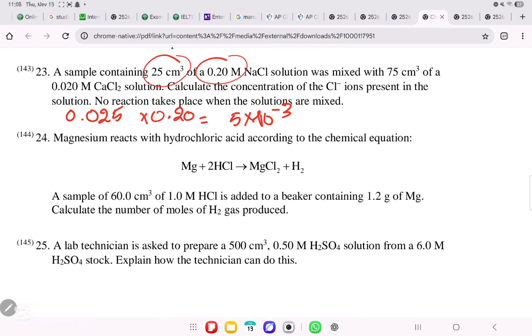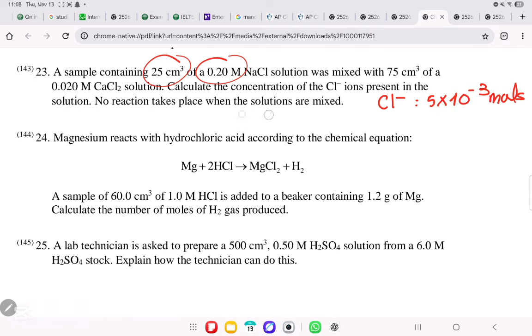That means 1 Na plus will give me 5 times 10 to the power of minus 3, and 1 Cl minus will give me 5 times 10 to the power of minus 3. So the first thing we have, Cl minus, is 5 times 10 to the power of minus 3 moles. The first one. Now, for the second one, we need to find the number of moles of Cl minus in CaCl2.